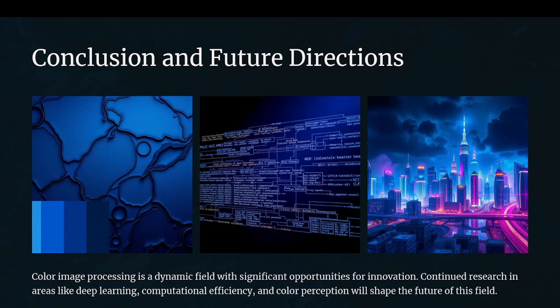Hardware optimization. Specialized processors can make computationally intensive tasks more efficient. The next is color perception modeling. Understanding how humans perceive color can help design better algorithms. I hope this session has provided valuable insights into the complexity of color image processing.